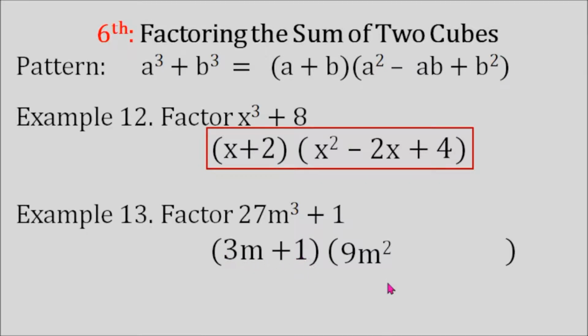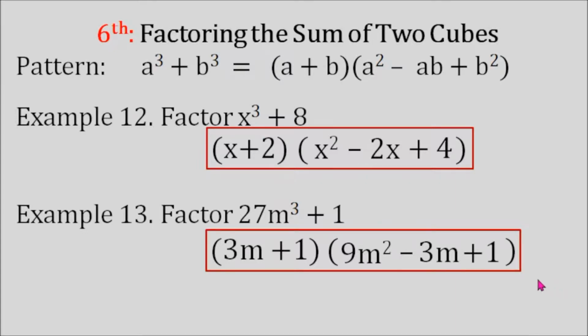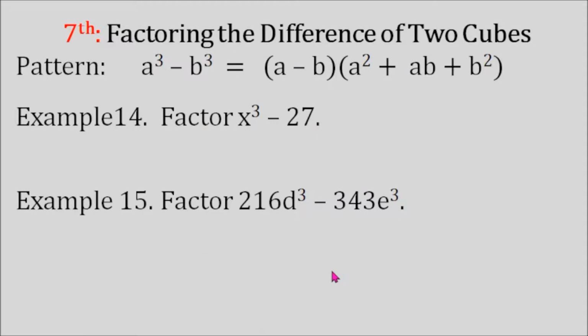Because the product is positive, we'll make it negative, so it's negative 3m. Then the last term here is the square of 1. 1 times 1 is 1. So these are the factors: the quantity 3m plus 1 times the quantity 9m squared minus 3m plus 1. The seventh factoring technique is factoring the difference of two cubes. Our pattern here is a cubed minus b cubed equals the quantity a minus b times the quantity a squared plus ab plus b squared.